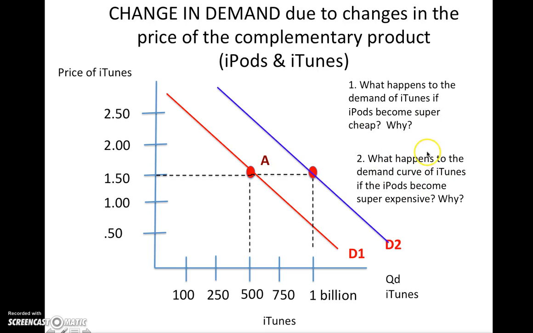Okay, so on the other hand, what happens to the demand curve for iTunes if iPods become super expensive? So once again, setting other factors constant. If iPods are expensive, do you think you will buy more iTunes? Definitely not. So in this case, we have to show a decrease in quantity demand for iTunes, and the only way to show that is to shift to the left of the demand curve. So same price, $1.50 rather, new less demand, quantity demand from 500 to 250.